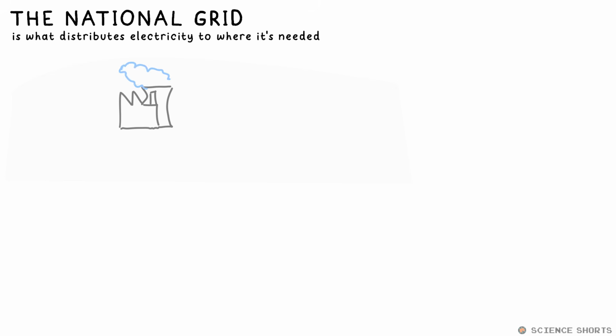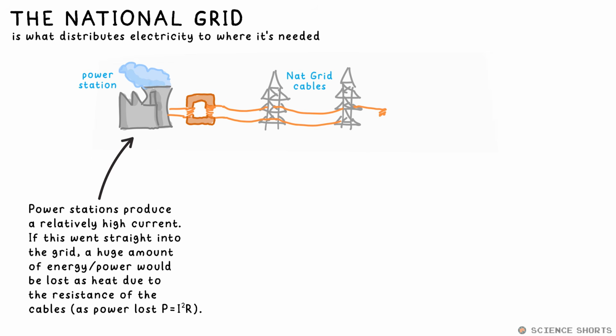Electricity is supplied to homes and businesses by the national grid, a network of power stations, cables and more that transmit it across the country. The current produced by a power station is so huge that if it went straight into the overhead cables you see above you when you're out and about, a huge amount of energy would be lost as heat due to the resistance of the cables.